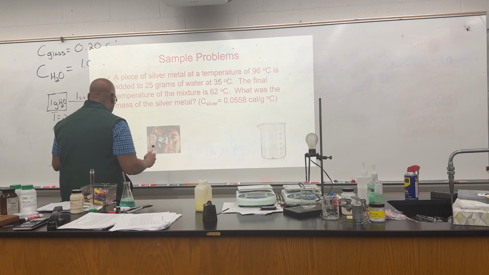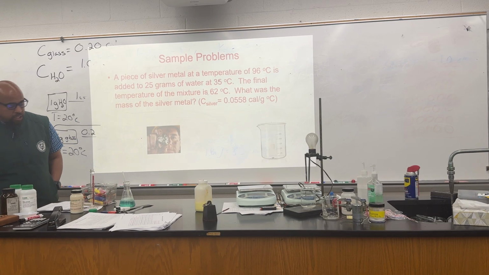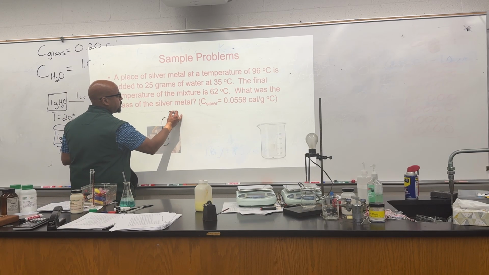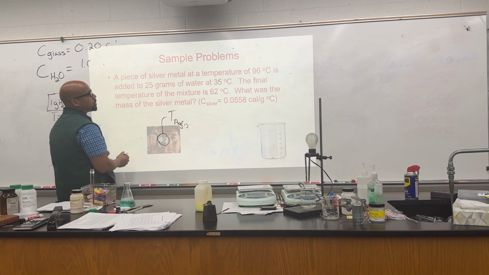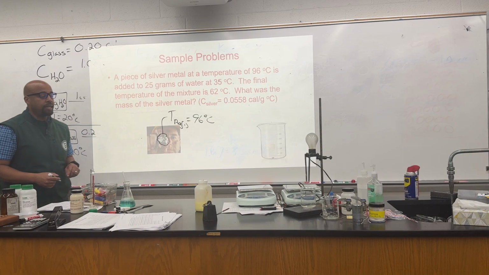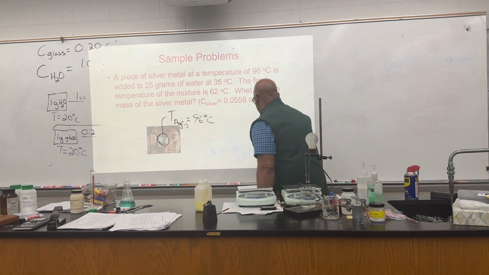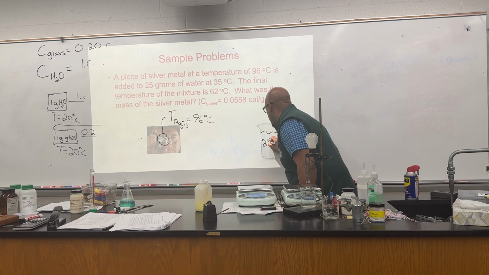So let's see if we can draw a picture to illustrate exactly what's going on here. Where's my black Expo marker? Here we go. I have this piece of silver this person is holding up right here. That piece of silver, the temperature of the silver initially happens to be 96 degrees Celsius. Over here, the beaker: I have my water, and I have 25 grams of H2O in here.